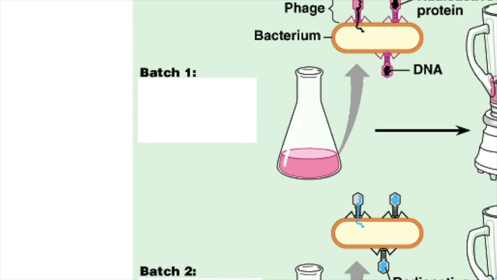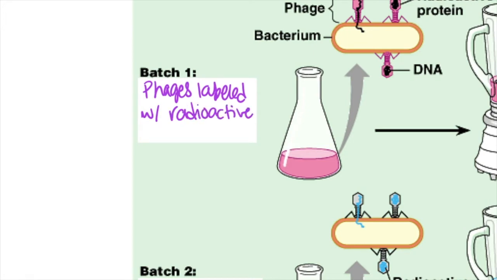Alfred Hershey and Martha Chase used radioactive sulfur to label protein molecules. So let's write that right here. Phages labeled with radioactive sulfur, which is found only in proteins.